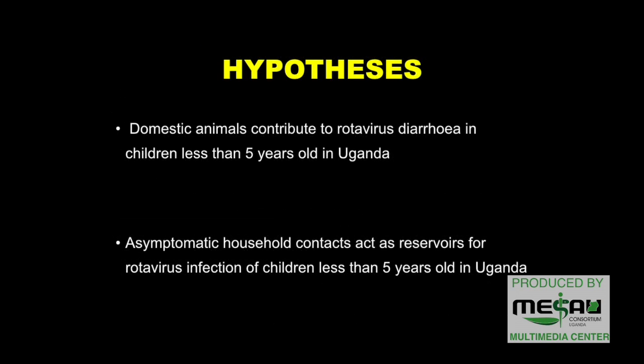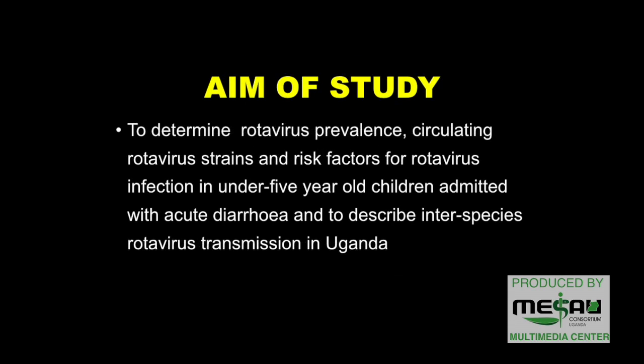The hypotheses we set out to test were that domestic animals contribute to rotavirus diarrhea in children less than 5 years old in Uganda, and that asymptomatic household contacts act as reservoirs of rotavirus infection for children less than 5 years old. Our major aim was to determine rotavirus prevalence, strains, and risk factors in under 5s with acute diarrhea, and to describe interspecies transmission of rotaviruses in Uganda.